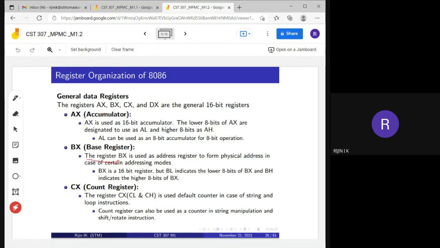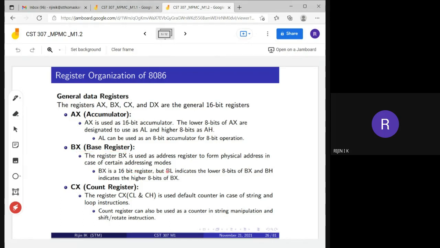The register BX is used as an address register to form the physical address in case of certain addressing modes. Different addressing modes are there in 8086, which we can discuss in the second unit. So the BX register is also a 16-bit register.